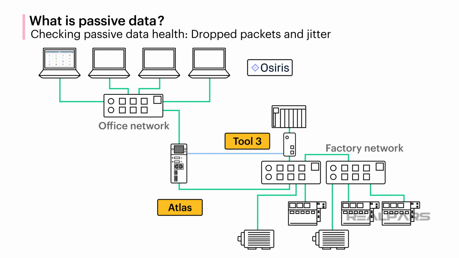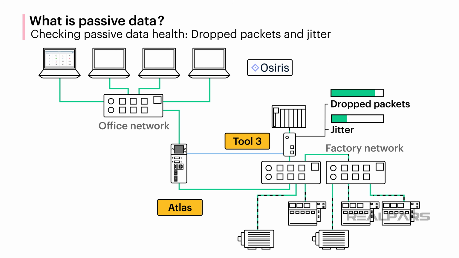Now, let's see what parameters you can check to make sure your passive data is also healthy. To monitor the health of passive data in your network, you need to look for dropped packets and jitter. Dropped packets tell you the number of data packets that have been dropped or lost when data is being sent or received, while jitter measures the variation in the delay of data packets as they move through the network. High dropped packets or jitter can mess with your network's performance.